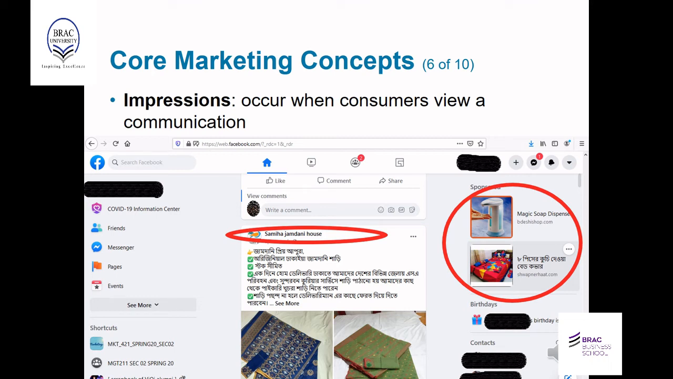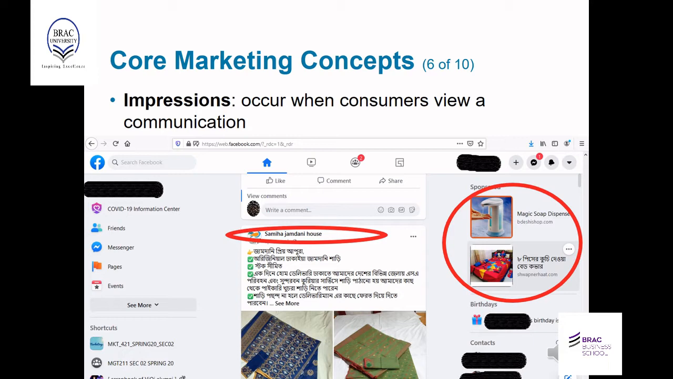The next marketing concept is impression. Impression means the view of the consumers for a particular communication. Here is an example. You can see it's a Facebook page where you can get different patterns of advertisement. So it's a very common thing.